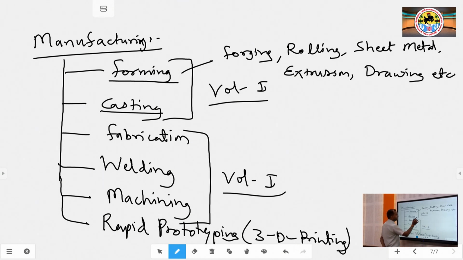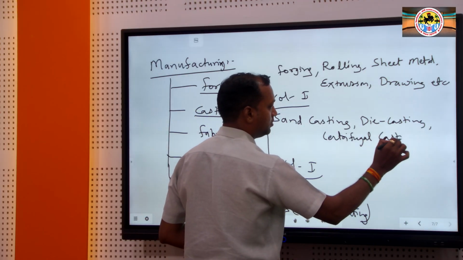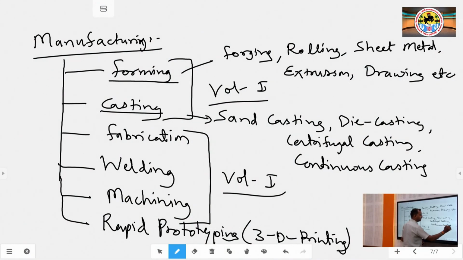Casting: with the word casting, we are basically assuming that sand casting is the main operation, but beyond sand casting we have various other operations also, like investment casting, also known as the lost wax method, die and punch assembly, sand casting, die casting, centrifugal casting, continuous casting, etc.